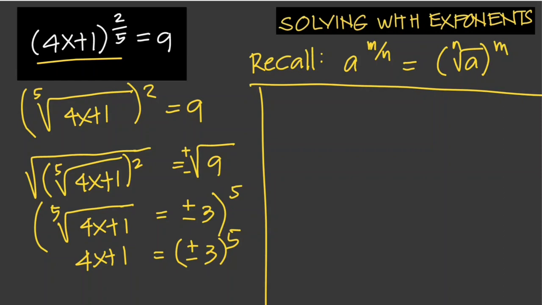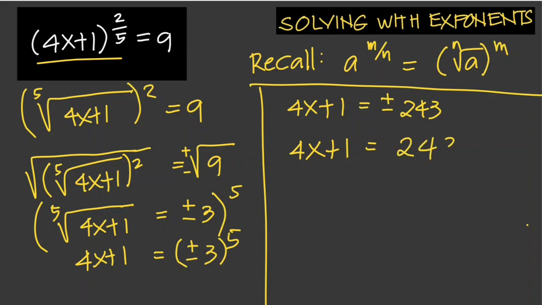Okay. Then we need to solve two equations here. So we have two equations. We have 4x plus 1 equals plus minus 243, because 3 to the fifth is just equal to 243. So our solutions would be 4x plus 1 equals 243. Then 4x plus 1 equals negative 243.